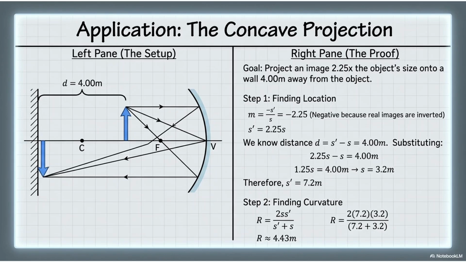When we run the math, the object has to be 3.2 meters away from the mirror. And the image forms at 7.2 meters, which means the mirror itself needs a radius of 4.43 meters to make this work. It's just so cool that we can calculate that exact physical shape.